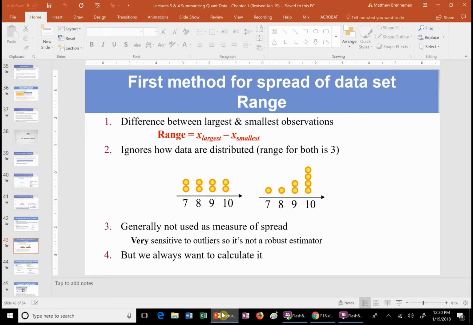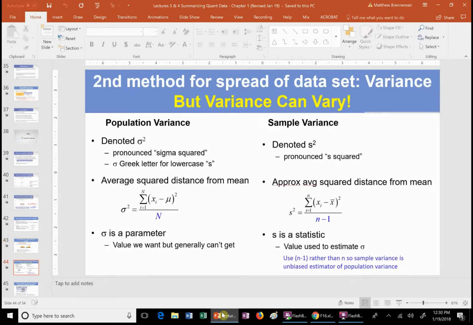Even though we don't use it as a measure of the spread, we always compute it. I always want to know what range of values something can take on, okay? So we compute it, but we don't use it as a measure of the spread. In fact, it's the worst measure of the spread. And yet you'll see people do that, believe it or not.